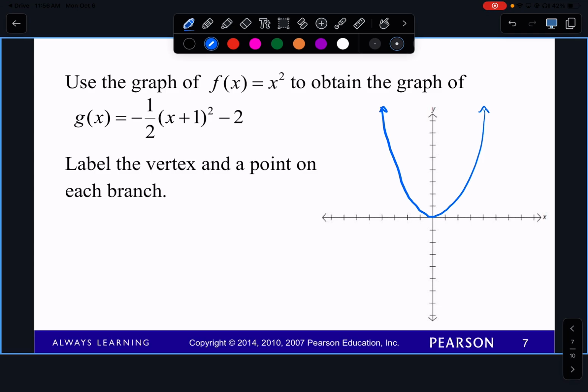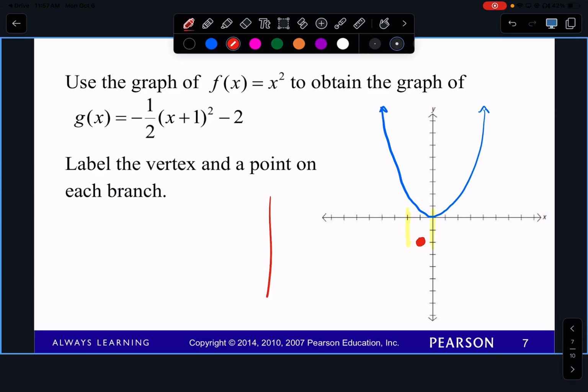Okay, now we're going to see what happens when we translate this. So first, let's find our vertex. So it's x plus 1. So that's going to be what? Minus 1. And then is it up or down 2? Down 2. So negative 1, down 2. That's going to be my vertex right there. Now we want to go on either side of that. So I've got this right here and this right here that I want to use on either side of my vertex. So we're going to use negative 2 and 0.